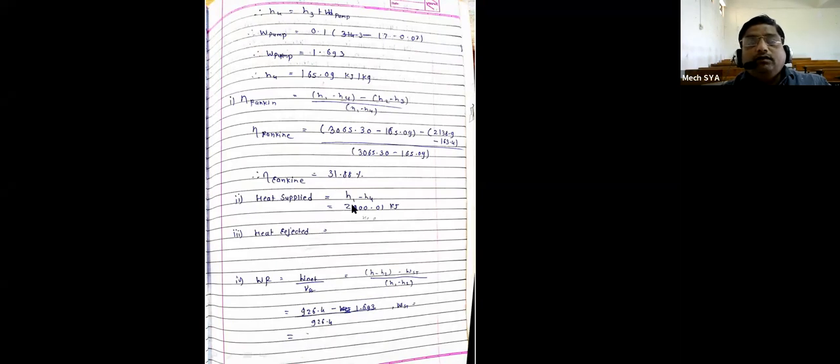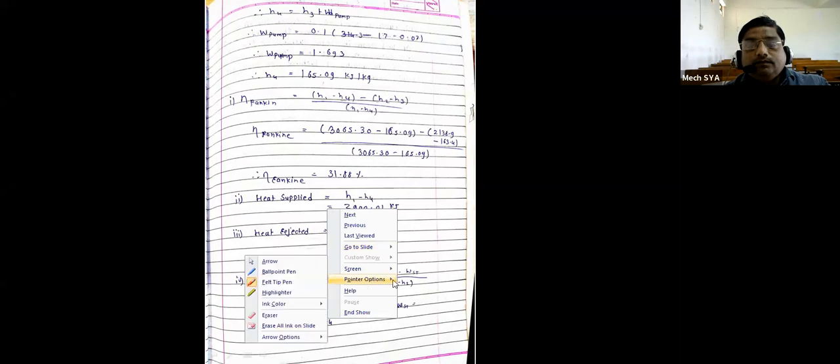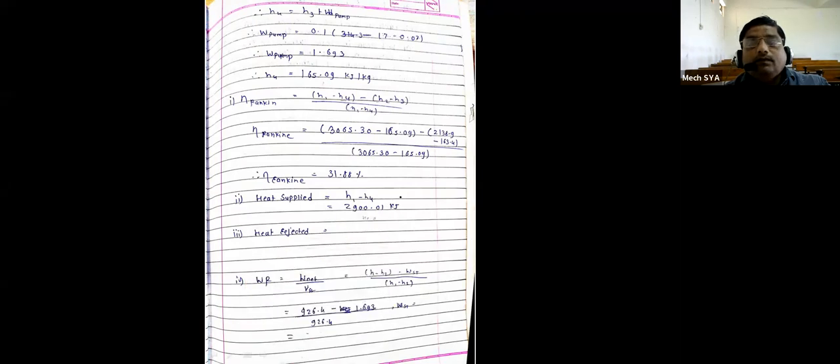Heat supplied is equal to 2900.01 kilojoule per kg. And if you want the total, it will become 29,000 kilowatt, because the mass flow is 10. Heat rejected is H2 minus H3. We can find out the work ratio, which will be about 0.99.